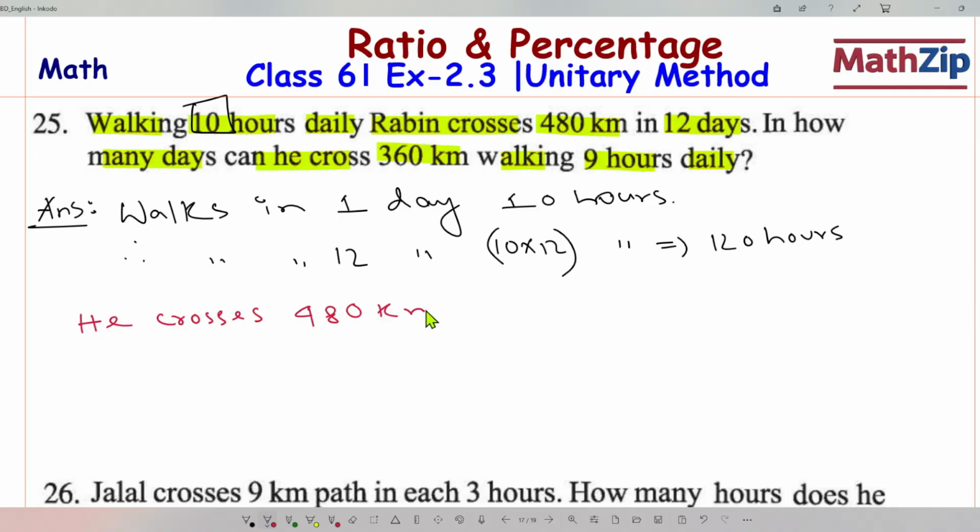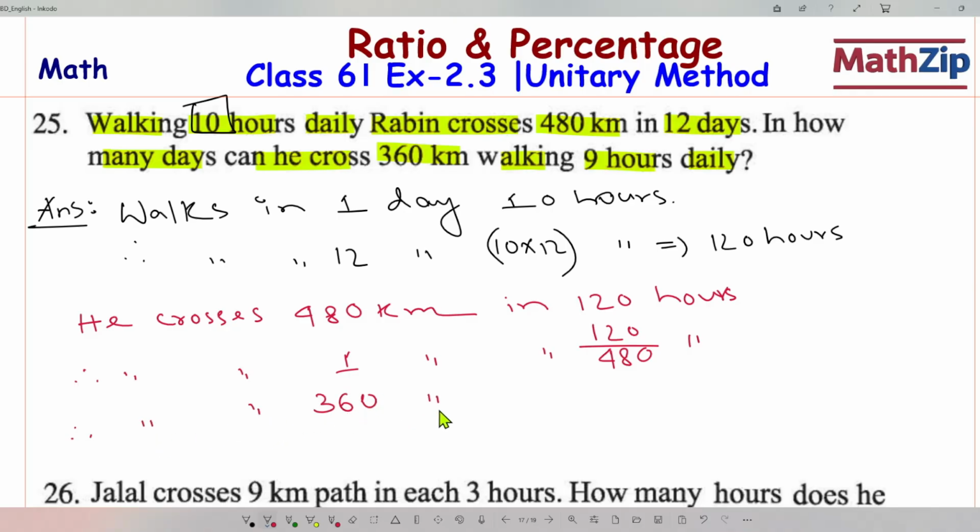Okay, so he crosses 480 km in 120 hours, right? So he crosses 1 kilometer in 120 by 480 hours. So he crosses 360 kilometers in 120 times 360 divided by 480, right? So what will be the answer?